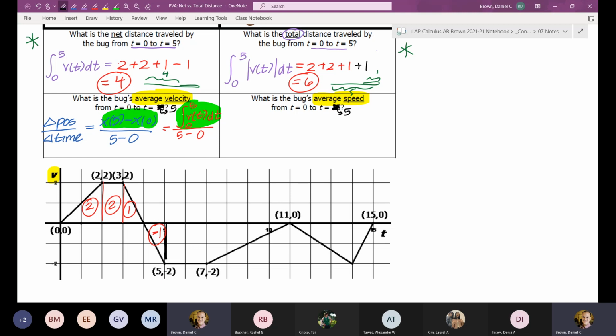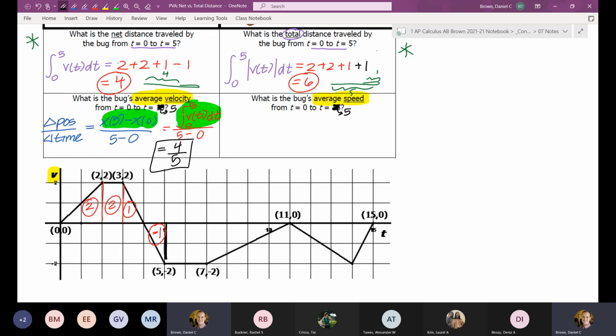What was the integral from 0 to 5 of v of t? We found that above. That was 4. And then all over 5. So the average velocity, I didn't put units on this one, but the average velocity would be 4/5. Same thing for average speed.